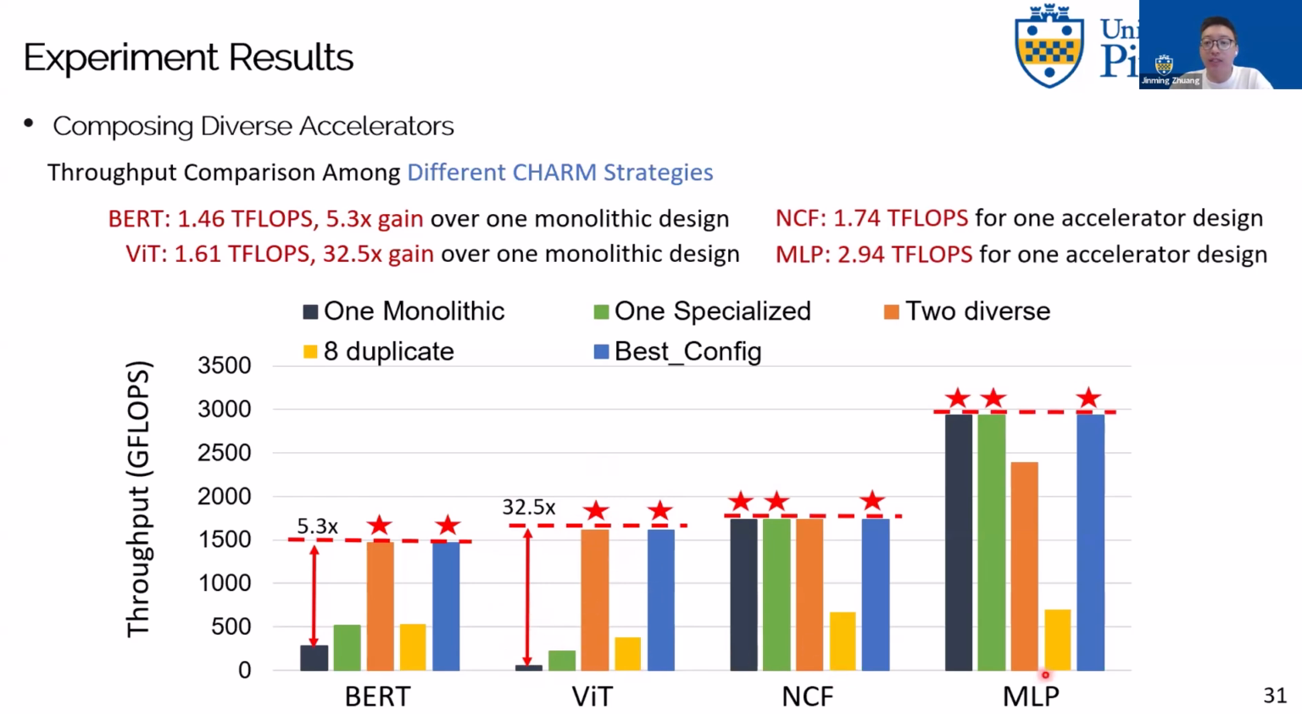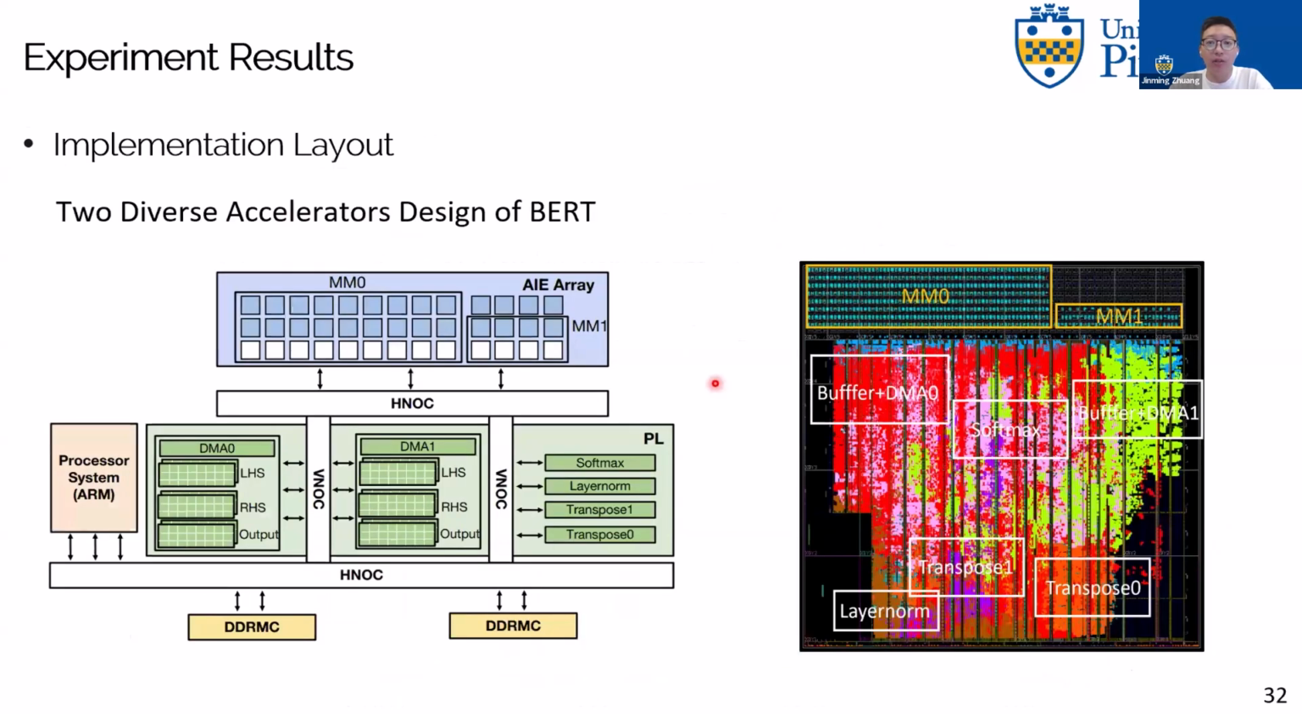For NCF and MLP, since the larger layers dominate the whole application, the one accelerator design becomes the best strategy. And Charm achieves 2.94 teraflops throughput for the MLP. And here we also include some fancy pictures to show our real onboard implementation layout. I like these layouts a lot, especially when saying that the chip is almost utilized and we can successfully rotate.